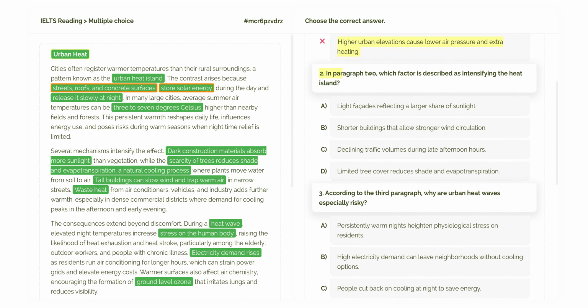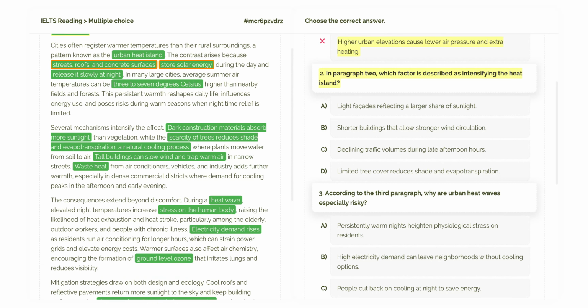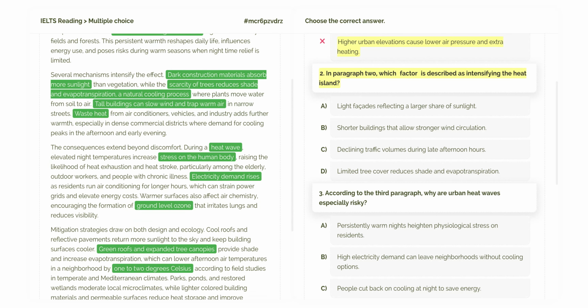In paragraph 2, which factor is described as intensifying the heat island? Great. Let's move on to the second question. This one is also very helpful because it points us directly to paragraph 2. The key words are factor and intensifying the heat island, which means making it stronger or worse. So, we're looking for something in that paragraph that adds to the heat problem.